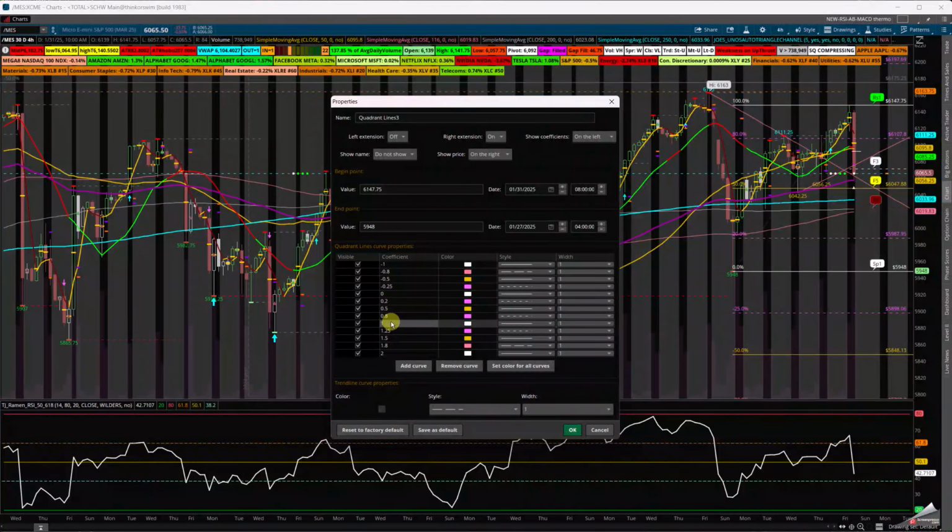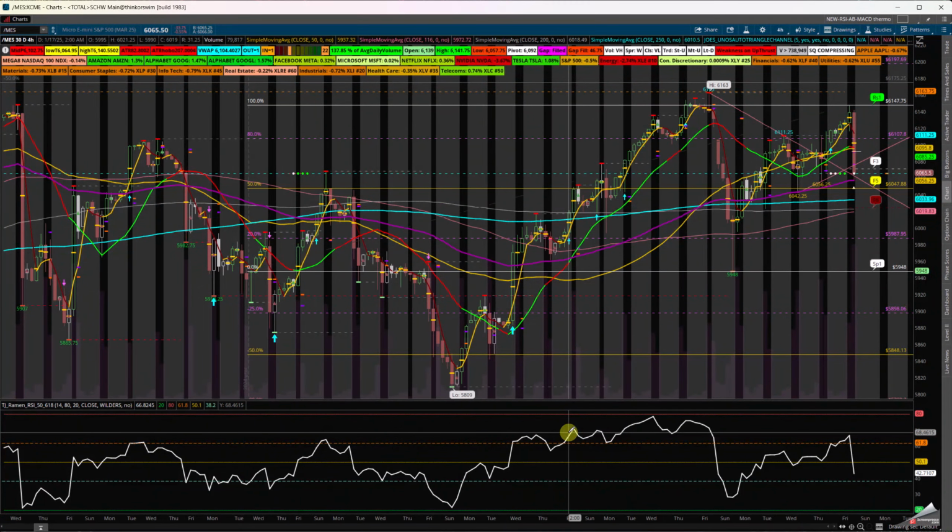So from 0 to 100, we have an extension to the bottom, minus 100. From 100 to 200, we have the extensions to the top. And what I do is move that back all the way to the beginning of the month. So we're going to go 0, 1, 2025. You can see I pushed it all the way back.